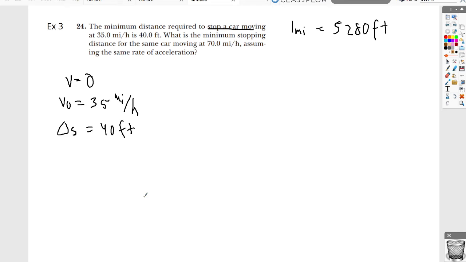Now, the acceleration is assumed to be the same rate. Because of that, let's find the acceleration so that we can use that same acceleration for the next part of our problem. So what will it be? First of all, we've got to find 40 feet in terms of miles. So 40 divided by 5280 is 0.00757 or 758 miles. So let's do that. Let's do v squared minus v naught squared is equal to 2a delta s.